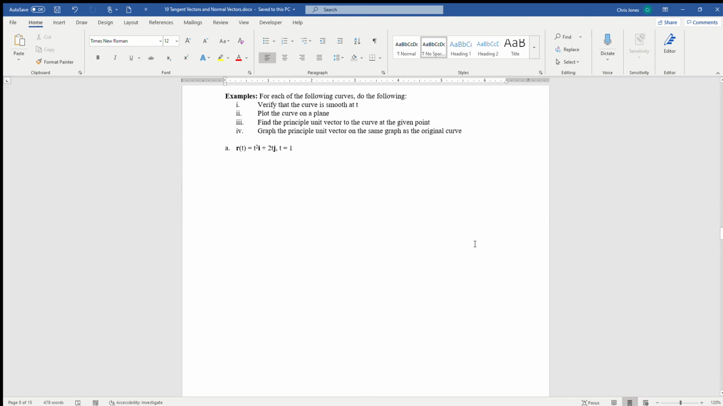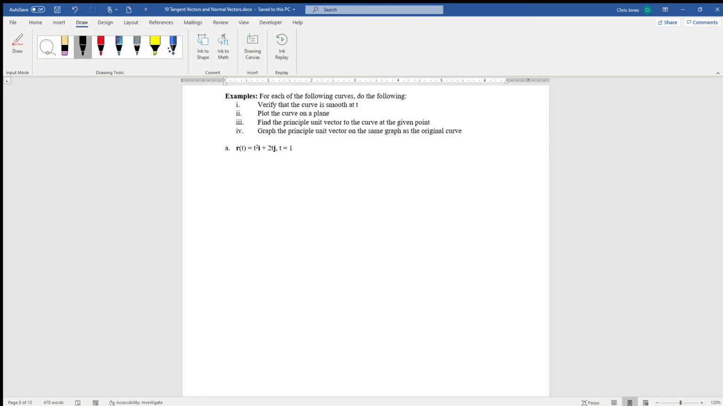Okay, so we already looked at this problem earlier in which we found that the curve was smooth and we plotted the curve on a plane, but instead of finding the tangent vector, we're going to find the principal unit vector, and then we're going to graph the principal unit vector, all right, just to make sure it all makes sense. All right, so let's go ahead and plot and also verify that it is indeed smooth. Remember from part A, or from the very first problem we did, it is smooth at t equals 1. All right, we already verified it. And we actually did find the graph.